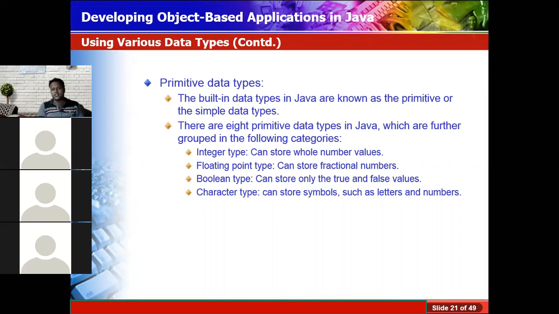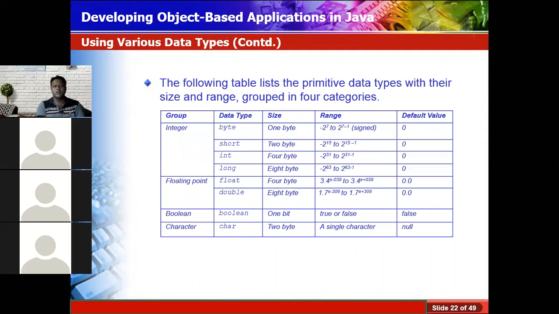One is integer, which stores numeric values. Floating point can store fractional values. Boolean type contains true and false values. Character type can store symbols such as letters and numbers. Now you can check this table. For the integer, we are defining here: in the integer, there are 4 data types present. Remember this one. It is very important, this part. Before going to the program, you have to remember this part.